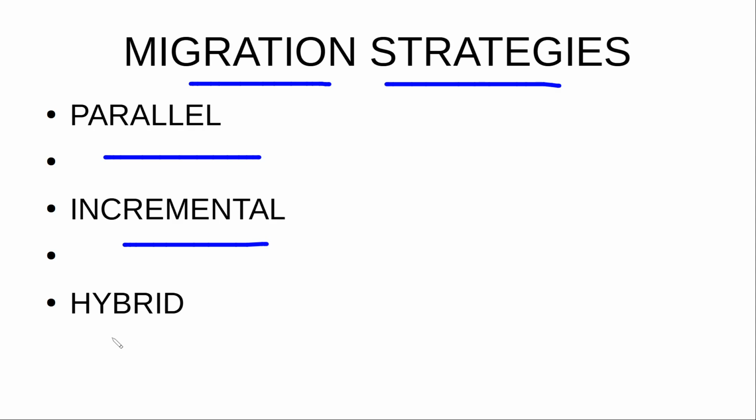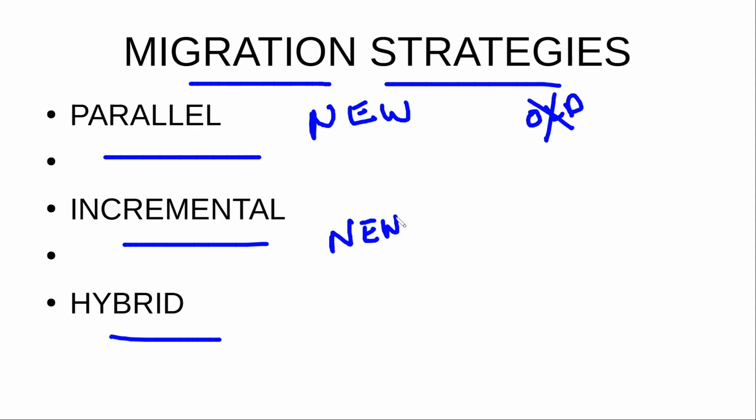Let's talk now about how to migrate an existing old traditional network into an SD access network. Cisco talks about three migration strategies: parallel, incremental, and hybrid. With a parallel approach, you will be creating a brand new SD access network and pretty much forgetting about all your old configurations and settings.